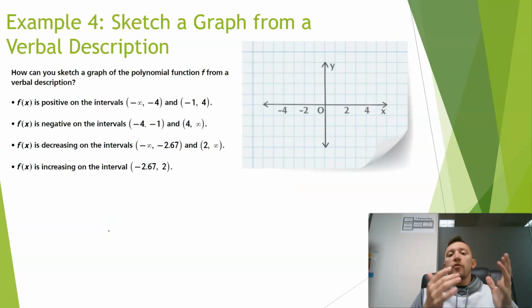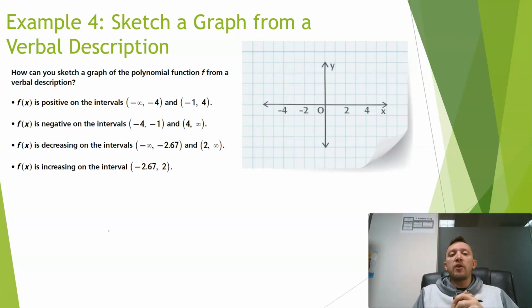All right. So in this example, we're going to go through this one together. We're going to look at how we can use all of these descriptions to come up with a sketch of what a graph would look like. Now, we don't have an actual polynomial here, so we don't know the exact shape of the graph, but we can get an idea of what the general form of the graph would look like. So here's how we're going to do that.